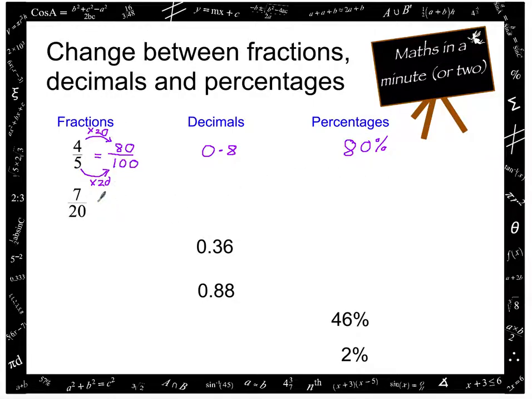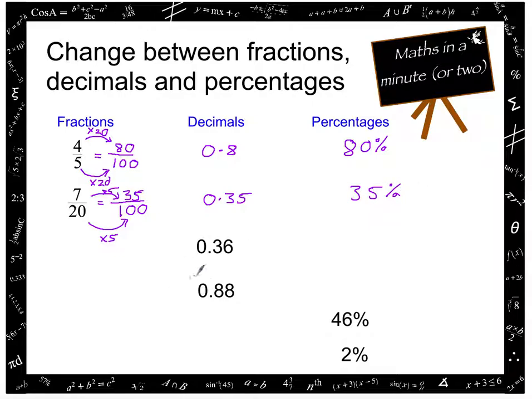So the second one here, how do we get a 20 to turn into 100? We would times it by 5. So we do the same to the numerator. So 7 times 5 is 35. So 35 out of 100 is the same as 0.35. 35 divided by 100. And 35 hundredths is 35%.